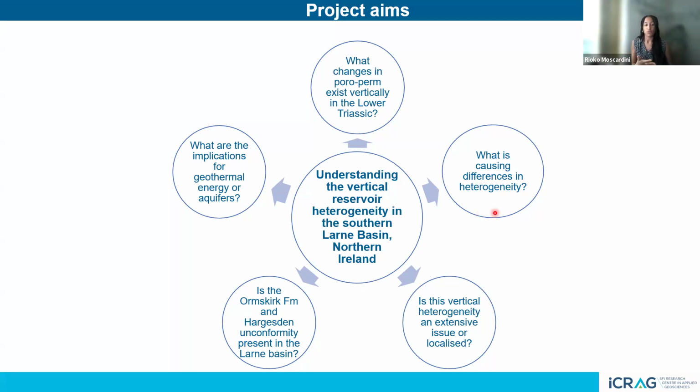What is the main cause? What is the main control causing the heterogeneity that we're seeing in this basin? And is the heterogeneity exclusive to the Southern Larne Basin, or is it a laterally extensive issue? Is it happening in the basins west of where we're looking? And here, we're discussing whether it is part of the Ormskirk formation and whether the Hardegsen unconformity is present. We're trying to understand if we can correlate and see how the Larne Basin fits into that stratigraphic column that we just looked at.